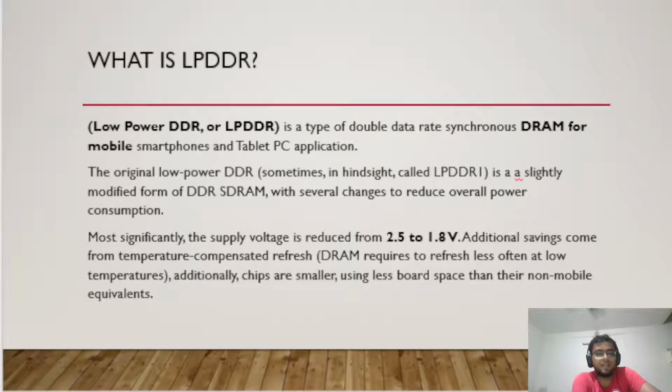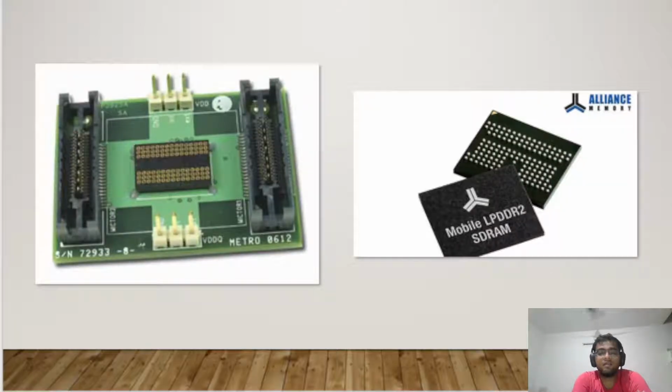We can say that DRAMs require refreshing less often at low temperatures. And the chips of SDRAMs are very small. They use less space on the motherboard. Here is a picture of a chip. You can see here written mobile LPDDR2 SDRAM. And here is the LPDDR internal configuration of SDRAM, meaning the inner part of a chip.